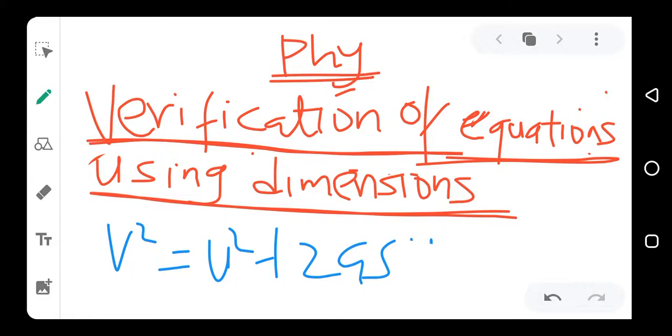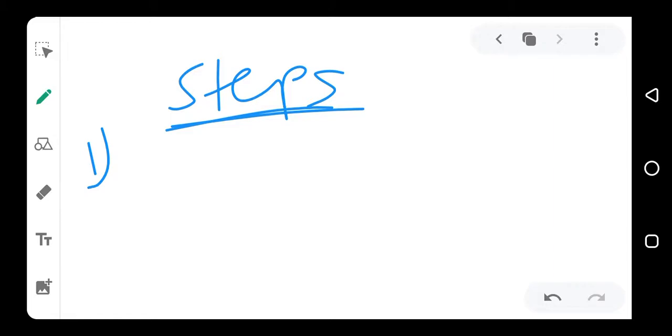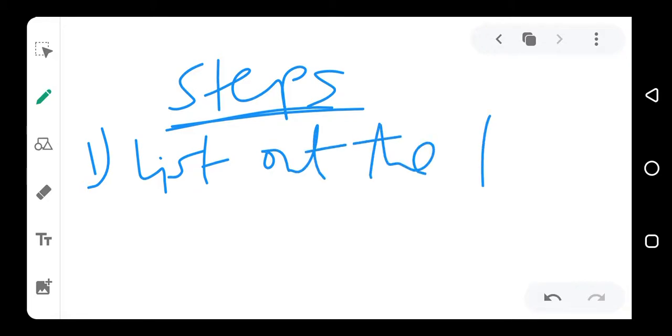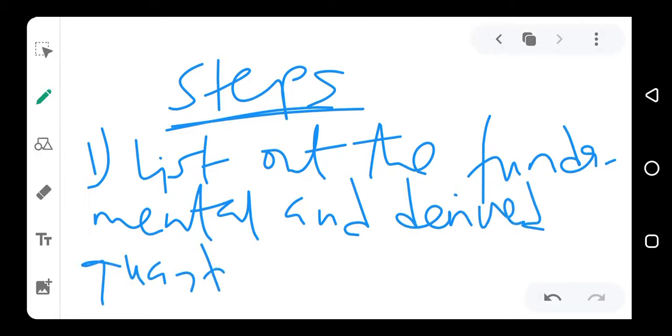So how do we do it? The steps in verifying whether an equation is correct or not are: the first step, the first thing for you to do is to list out the fundamental and derived quantities in the equation.